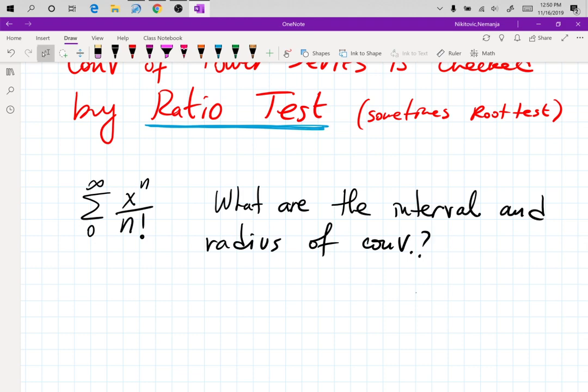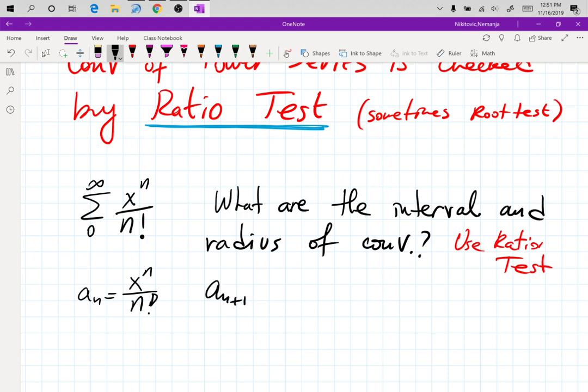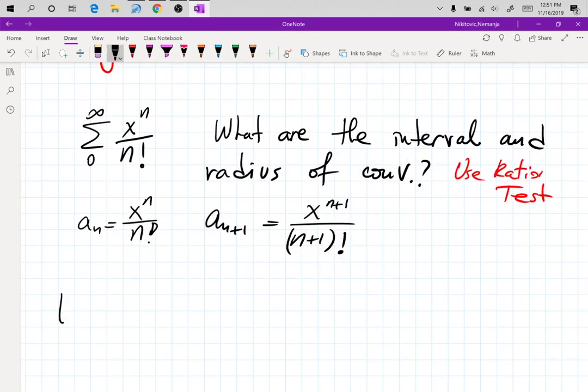All right. The answer here is use ratio test, sometimes root. Use ratio test. Okay, cool. You know the drill. Your a_n is x to the n over n factorial. Your a_(n+1) is x to the n plus 1 divided by n plus 1 factorial. Your limit, n goes to infinity. Holy nightmare.